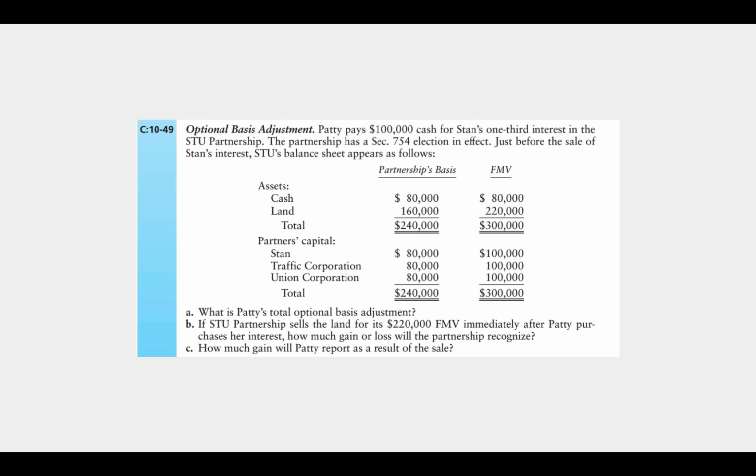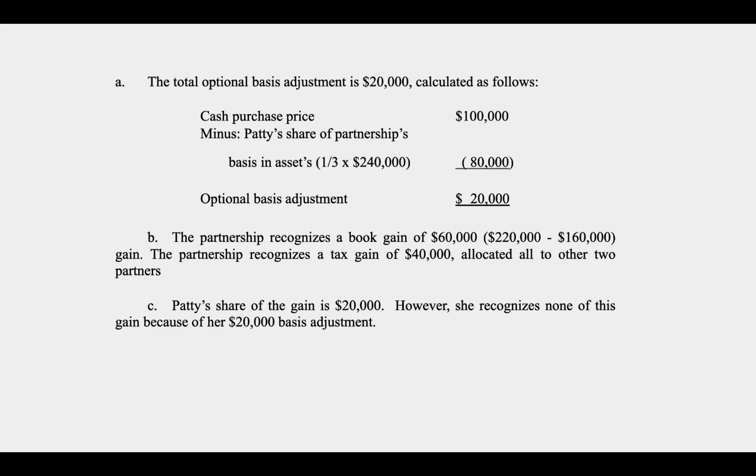So when Patty wants to buy Stan's interest, Patty has to pay $100,000 because that's what this is worth. So when Patty buys Stan's interest for $100,000, Stan recognizes a $20,000 gain. But Patty, without a Section 754 election, would take an inside basis in the partnership of $80,000. But she paid $100,000 for that interest. So her outside basis will be $100,000 and her inside basis would only be $80,000. And that can lead to some inequitable results. Okay, so that's why we would make this Section 754 election.